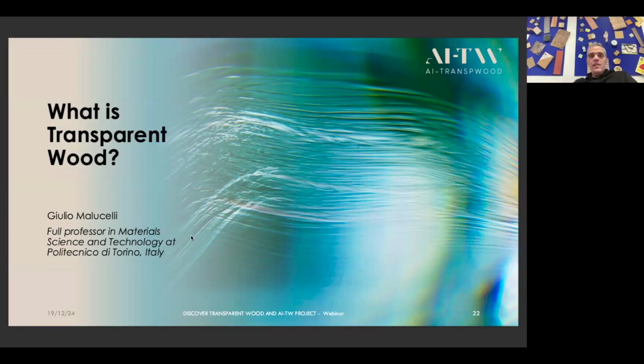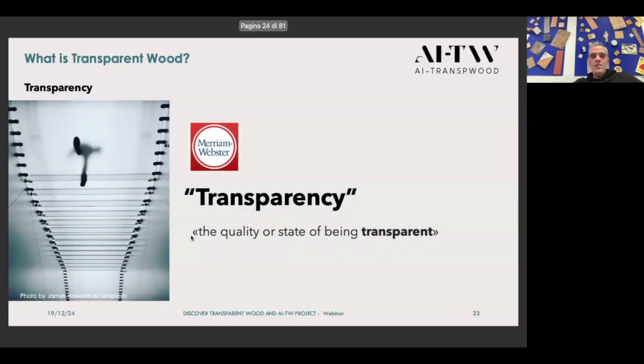Thank you, Eva, for the presentation. And now let's try to focus a bit more on the concept of transparent wood. Let's see how, from a technical point of view, transparent wood can be produced, and let's describe when it was discovered and the current state of the art related to this material.